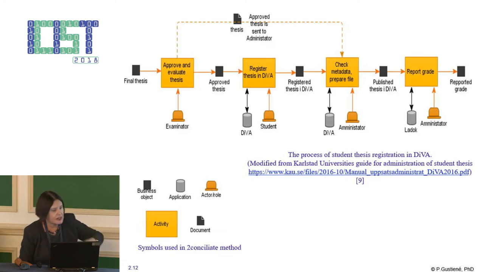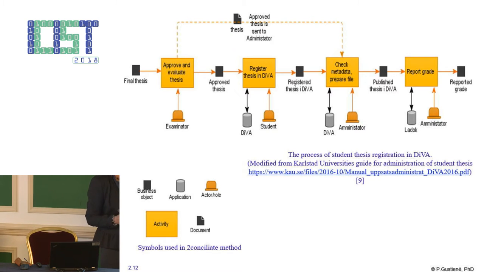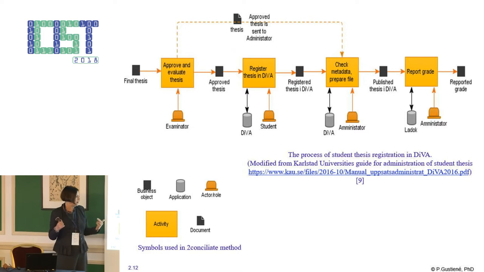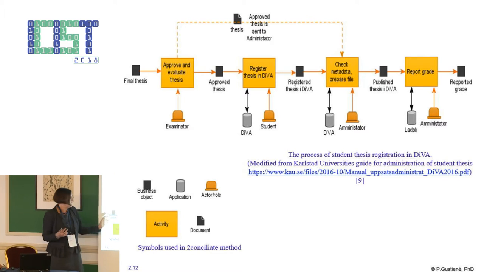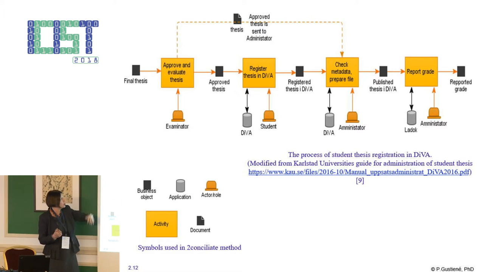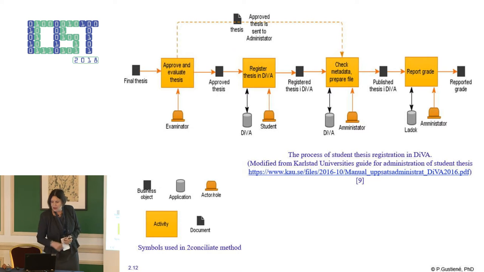So now, here you see in the corner the legends. And here is the process modeled using the Tooconciliate method. It is very linear, and actors are attached to all the objects. DIVA or LADOC as a database can also be seen as an actor or role, as they define. So actually the business object would be a flow; they call this notation actor role, activity, and document that is going on.